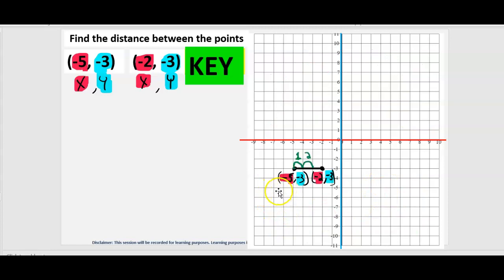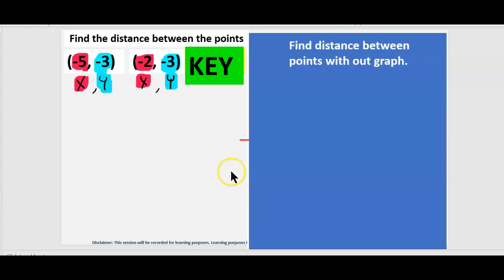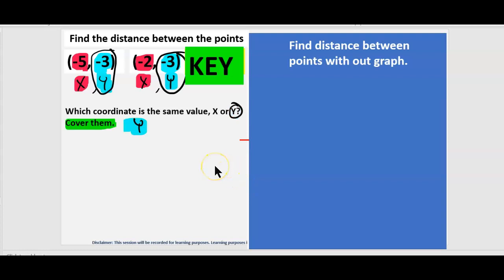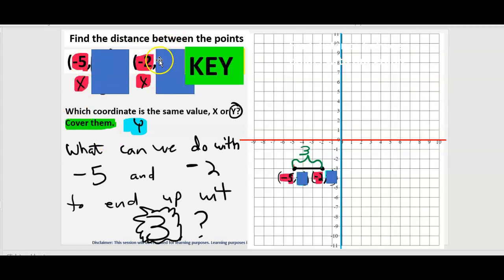All right, and we count the distances, 3 units. Again, same sign. They're both negative, right? Cover the ones that we don't use. We're not using these 3s. They don't help us. They're the same. So we're going to use the 5 and the 2. -5, -2. End up with 3.